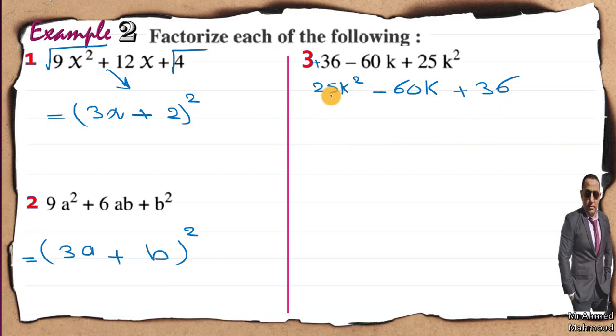Here 25 is a square, its square root is 5, and here 36 is a square, its square root is 6. 2 times 5 times 6 equals 60. So this is a perfect square trinomial. I'm going to open a bracket, power of 2 like this, drop down the middle sign, take the square root of the first, which is 5k, square root of the third, which is 6.